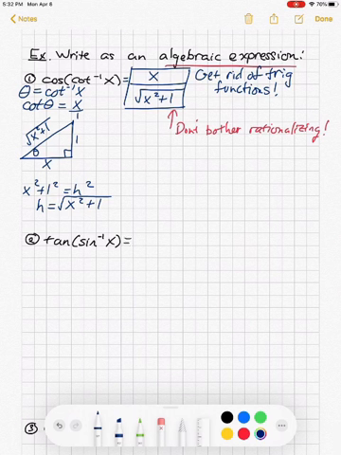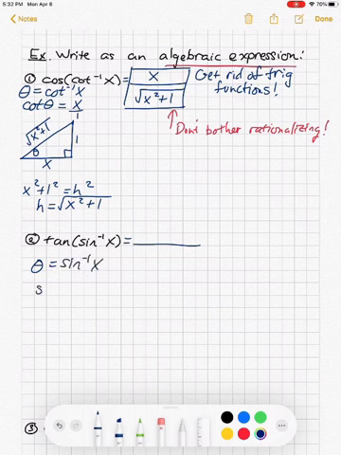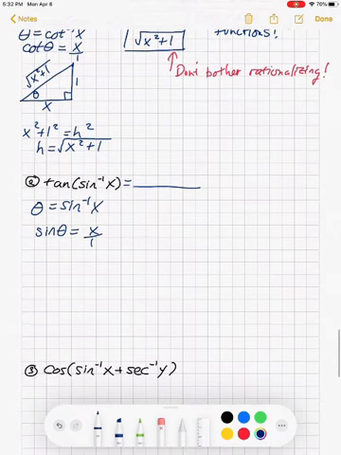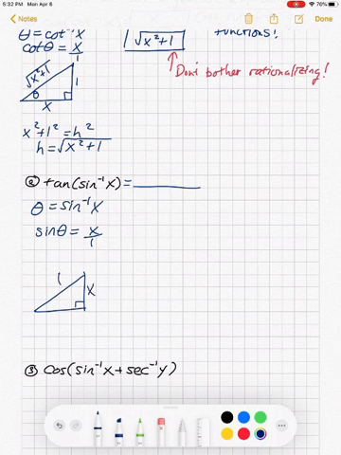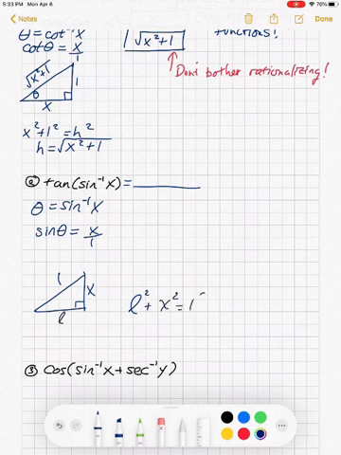Here's another one. So theta is the inverse sine of x. Sine of theta is x. x is x over 1. Make a right triangle. So for sine, x would be here, 1 would be here. How about we'll call this one L. L squared plus x squared is 1 squared.